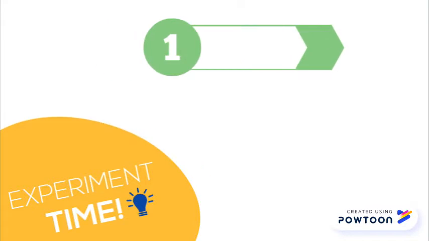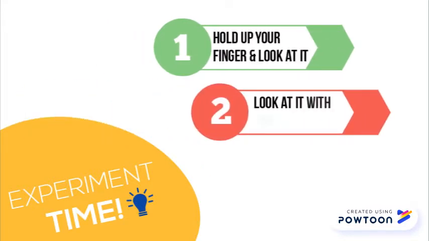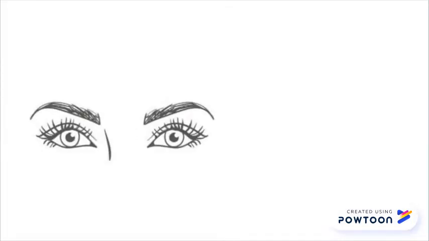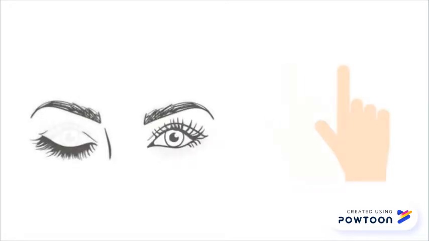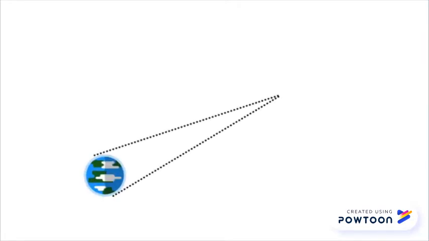To make this a bit simpler to understand, let's do a quick experiment. So first, hold up your finger and look at it. Now look at it with one eye closed. And now switch eyes. From this, you can see how the original position of your finger seems to change as the perspective from your eye switches. In the same way, from different positions on Earth, scientists could also guess the actual distance to the Sun, and this is how orbital lengths are figured out.